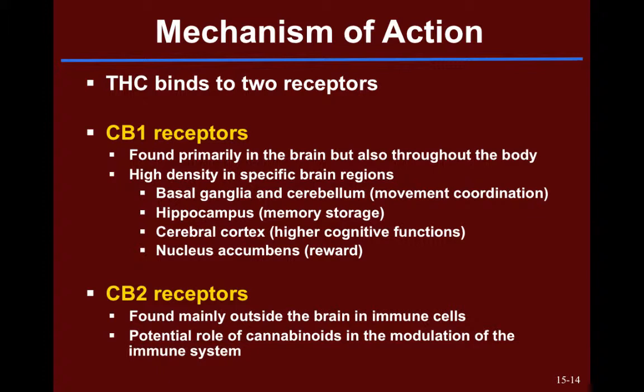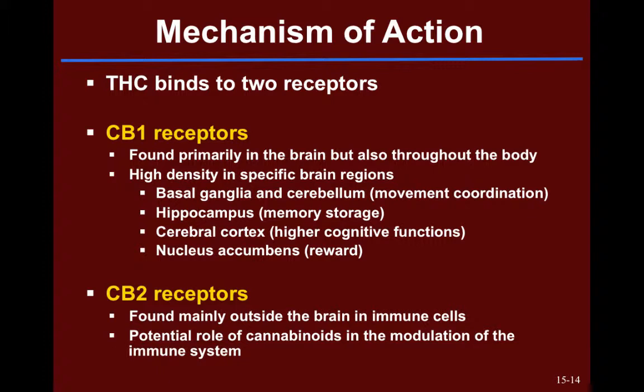And then the CB2 receptors are found mainly outside the brain, and they're related to immune cells, and this may be the potential pathway for the role of cannabinoids in immune system function. As we talk about medical use of marijuana, we often see studies done on autoimmune diseases like arthritis and MS, where people are reporting positive results.